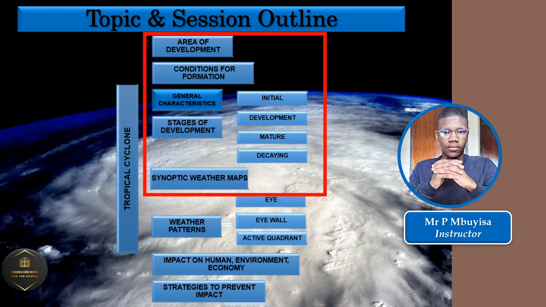And then in concluding the session, of course, we'll be looking at what impact the systems have on humans, the environment, and the economy. As we said, these systems are very dire when compared to mid-latitude cyclones. So it means we have to address how you can mitigate the impact, that is, strategies that can be employed to mitigate the impact of the system. So that's what we're going to be looking at. Again, without wasting any time, let's get to it. We are covering half of the session, the part that is in red in our outline.